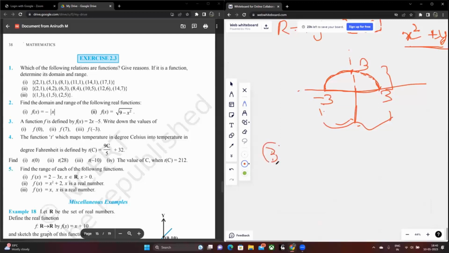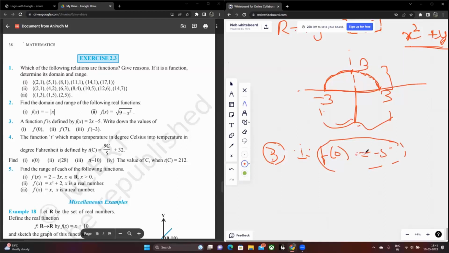Then coming to question number 3. A function f is defined by f of x is 2x minus 5. Find the values of f of 0. F of 0 is basically substitute 0 in place of x. That's 2 into 0 minus 5, that is -5. I don't think you need calculations, because if you need calculations, you are far worse off than f of 0. F of 0 is -5.